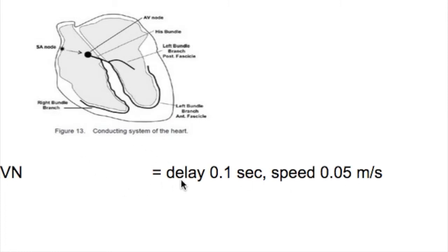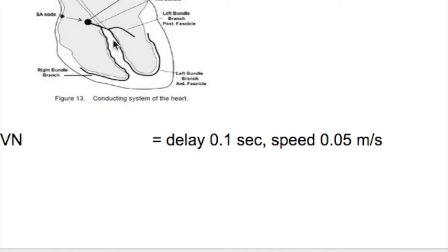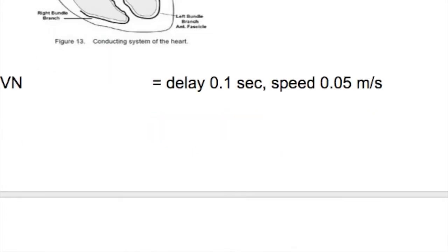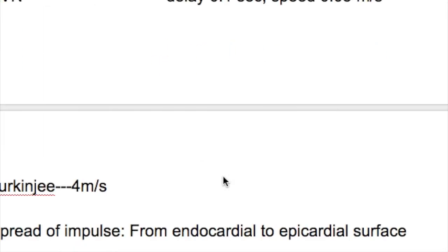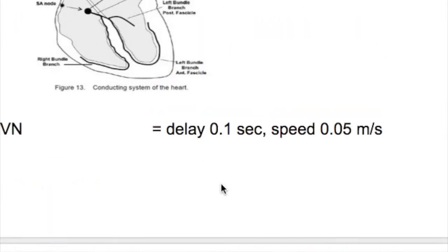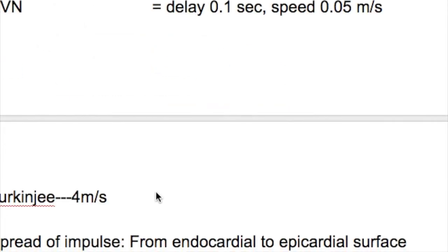So where in the conducting system is the speed of conduction slowest? That is the AV node, where the speed of conduction is slowest, 0.05 meter per second. Where in the conducting system is the speed of conduction fastest? The speed of conduction is fastest in the Purkinje tissue and it is 4 meter per second. So there is a difference of speed between the AV node and Purkinje tissue of about 80 times.